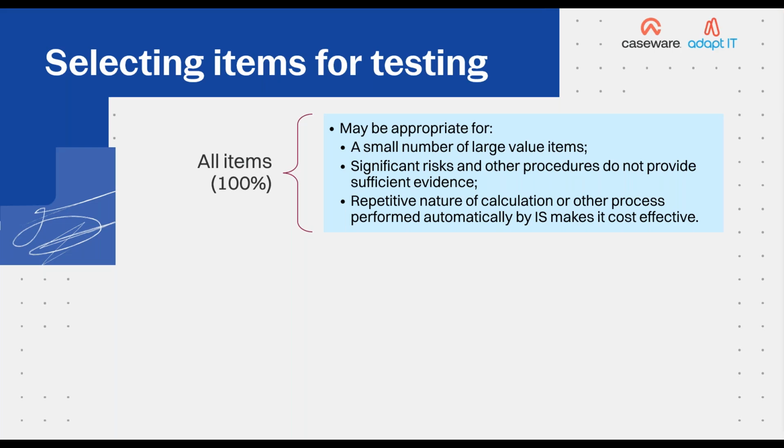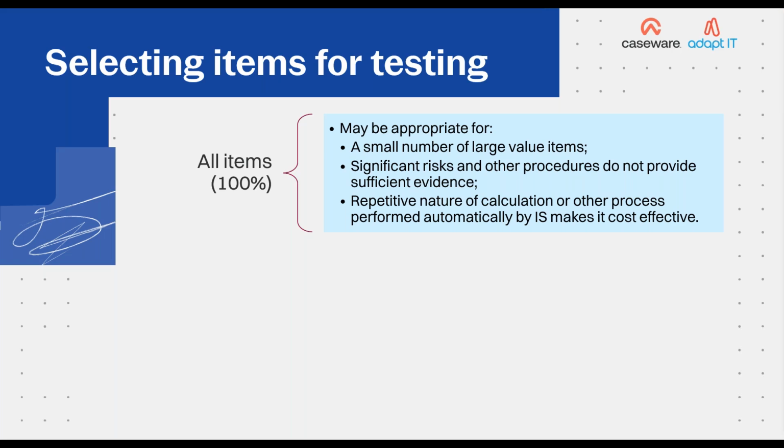It could also be appropriate to test all items in a population where we have a significant risk, and any of the other procedures that we've thought of, that we've tried to, won't give us sufficient appropriate audit evidence. So then we just go test every single one of them.